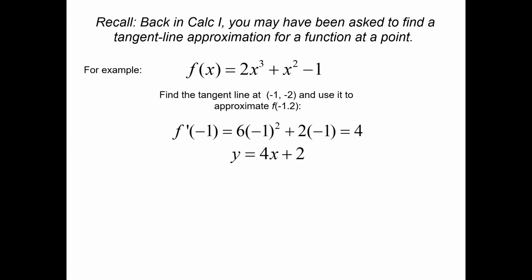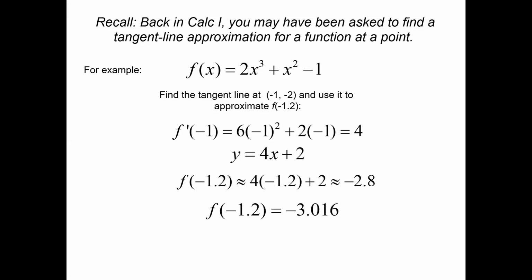So my equation of the tangent line, I've moved it to slope-intercept form. Normally I say point-slope form is fine, but I think in slope-intercept form it's going to be easier to see what's happening here. So the equation of the tangent line at the point in question is y equals 4x plus 2. Now the second part of the question asks us to approximate the value of the function at the location -1.2. So if we were to substitute -1.2 into our tangent line, we get an approximation of -2.8.